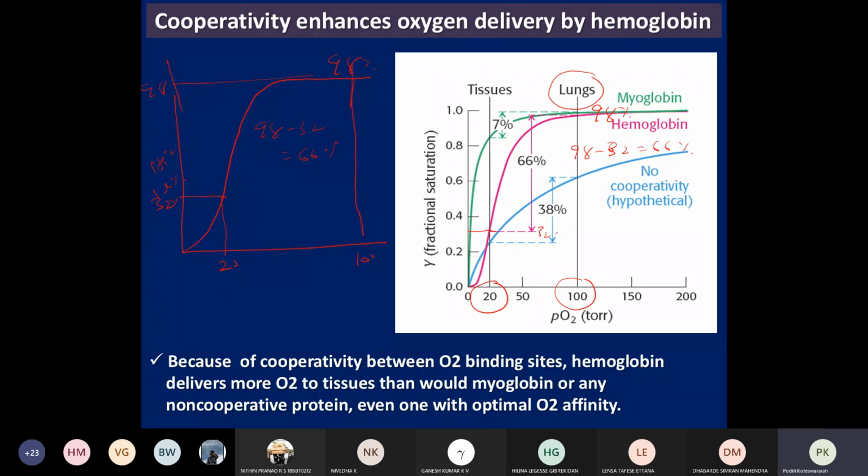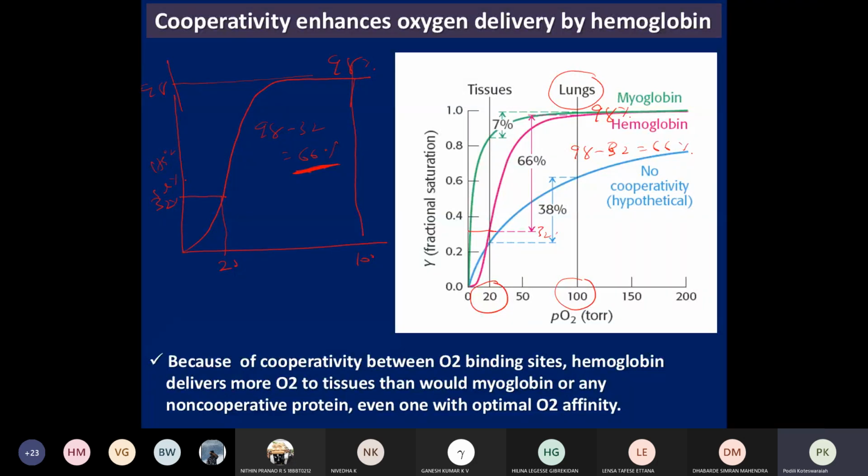That means hemoglobin in the lungs, its saturation is 98%. When it moves to tissues and its saturation drops to 32%, that means 66% of the bound oxygen is released near the tissues, but still it is holding the 32%. So that is the meaning of the saturation level here. So that means hemoglobin can release 66% of the bound oxygen when it moves from lungs to the tissues.